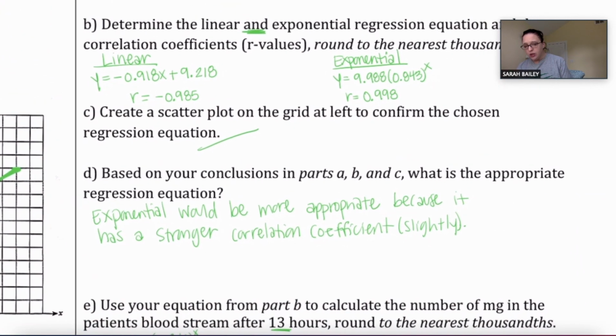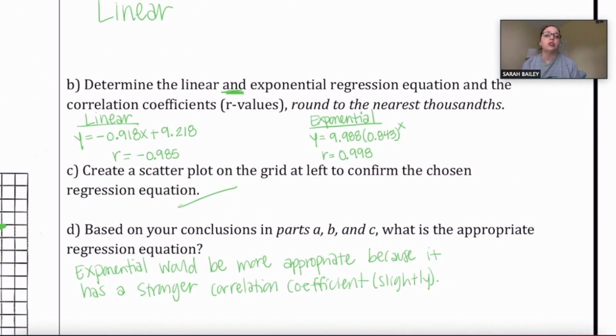Then you were asked to come up with a linear and an exponential regression equation and include the R values. Remember, in the exponential regression equation, you're looking at the R squared part. Based on that, it looks like the exponential regression equation has a stronger R value, not a whole lot stronger, but a little bit, because if you take the absolute value of these two numbers, in other words, ignore the negative for a minute, 0.998 is closer to 1 than 0.985, right? So not a whole lot, but a little bit. So the exponential regression equation is actually the better fit.